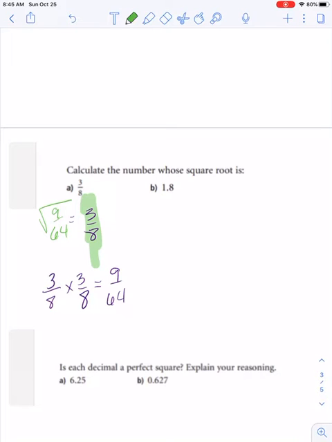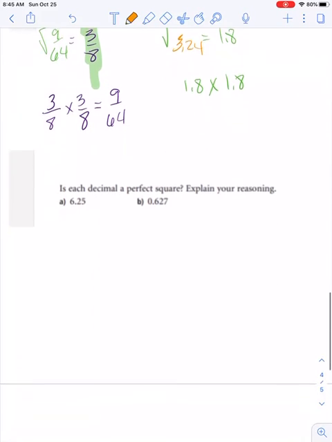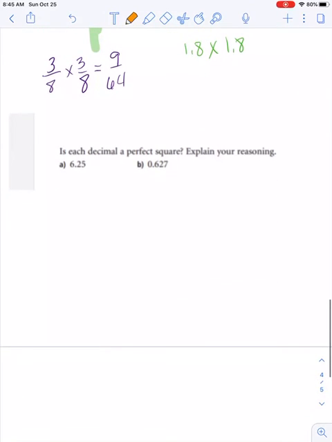Same thing with decimals. What is the square root of something equals 1.8? We have to do 1.8 times 1.8, which gives me 3.24. So if I square root 3.24, I would get 1.8.